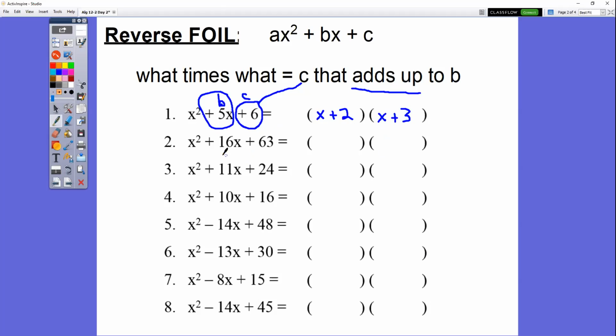All right. Take a look at number 2. What times what is 63 that adds up to 16? Go ahead and type this one in, please, to the chat. What times what is 63 that adds up to 16?